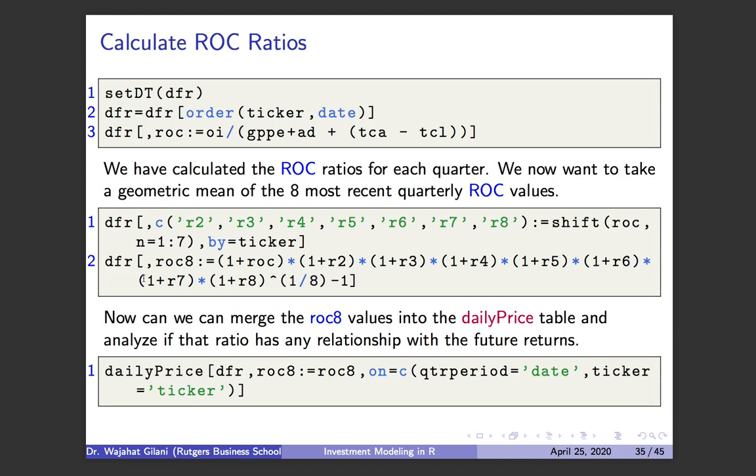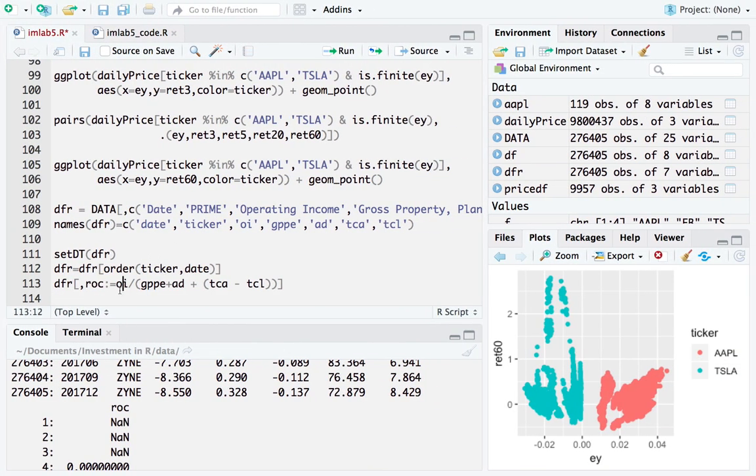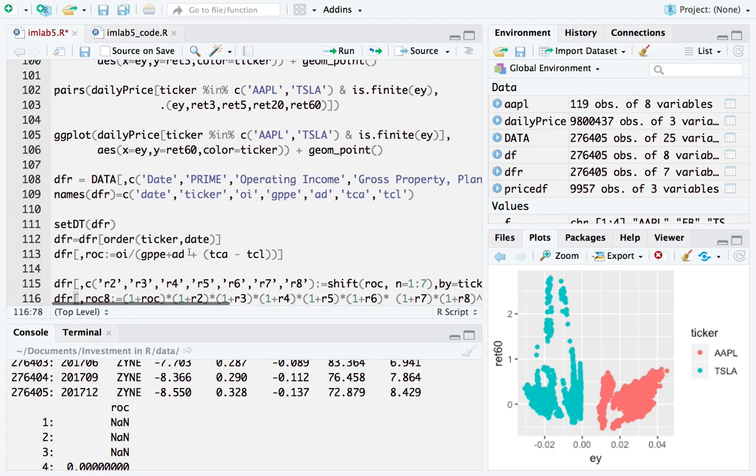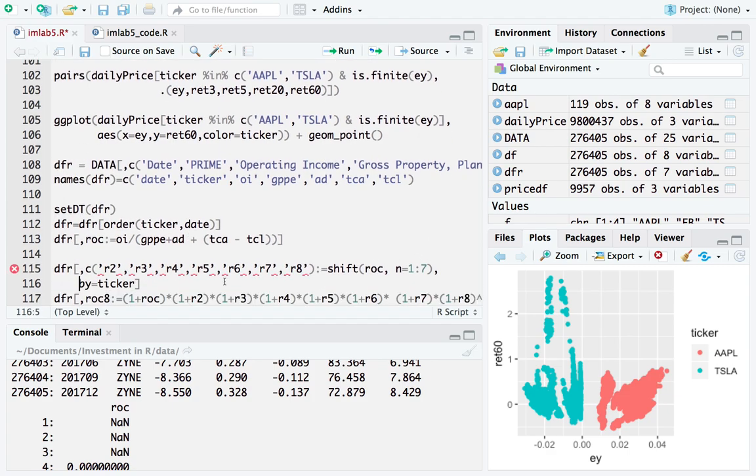From here, remember, like we said before, we want the geometric mean of the 8 recent quarters, the current quarter and the 7 previous ones. So I'm going to employ my shift like I did before, and this time we can use it going backwards. Let me press enter so it's easier to see.